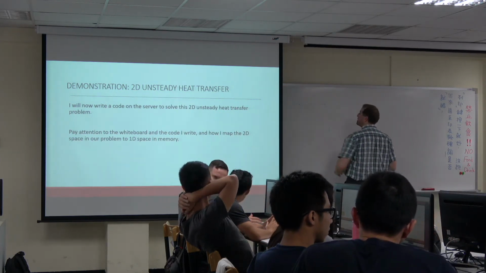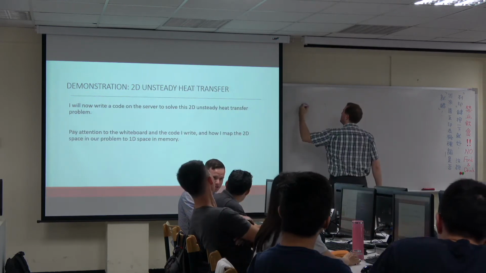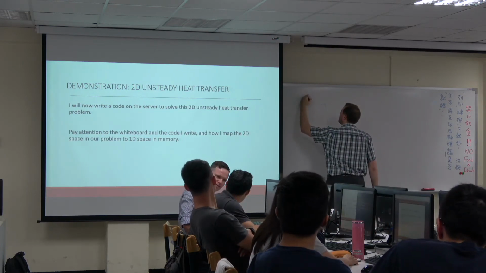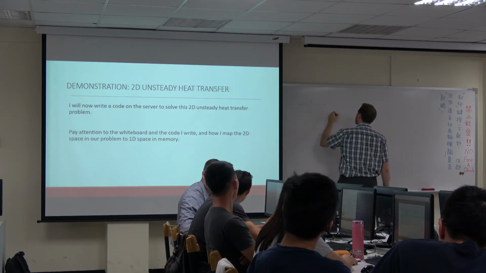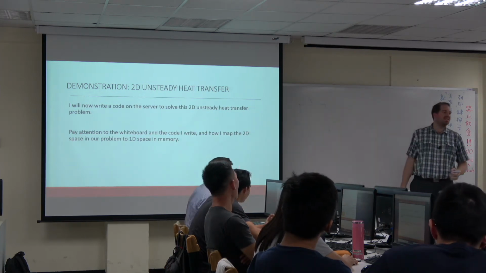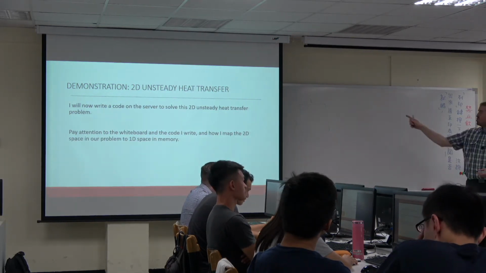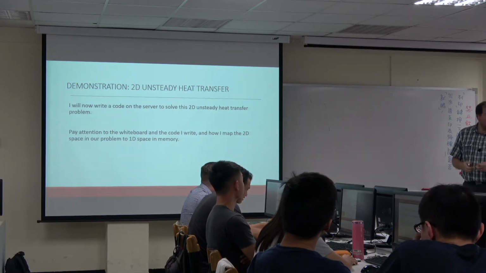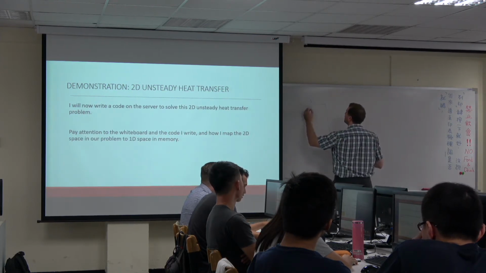We have a rectangular domain. I'm going to make the temperature here 1, and the temperature here 0, 0, 0. If you've taken courses in engineering mathematics or heat transfer before, you should know what the contours of the heat solution look like in the steady limit. The contours of constant temperature look more or less like this.